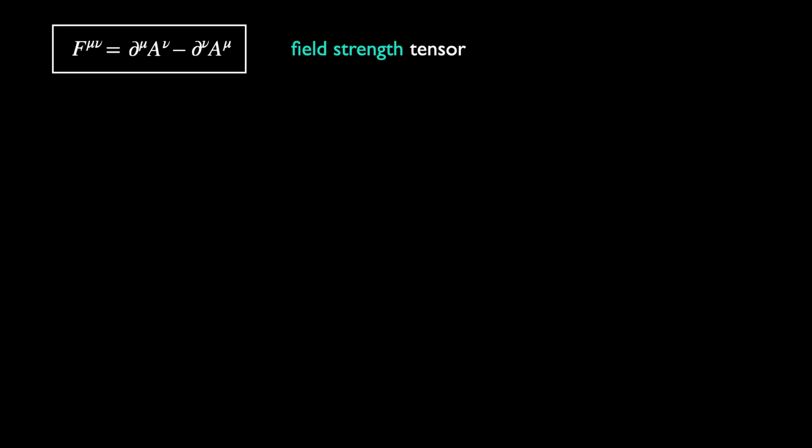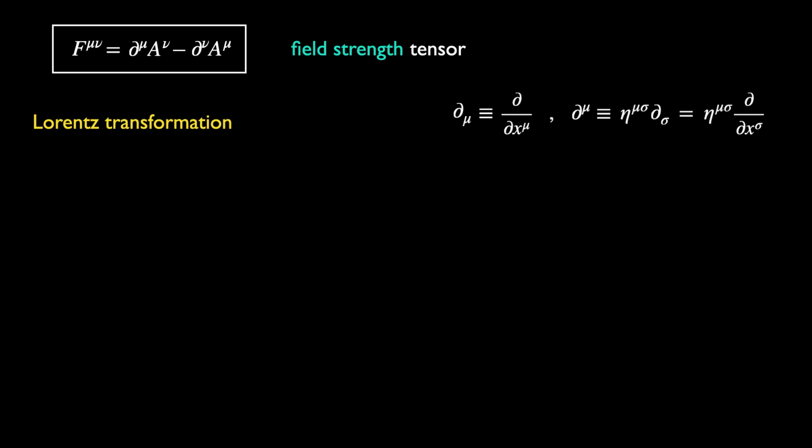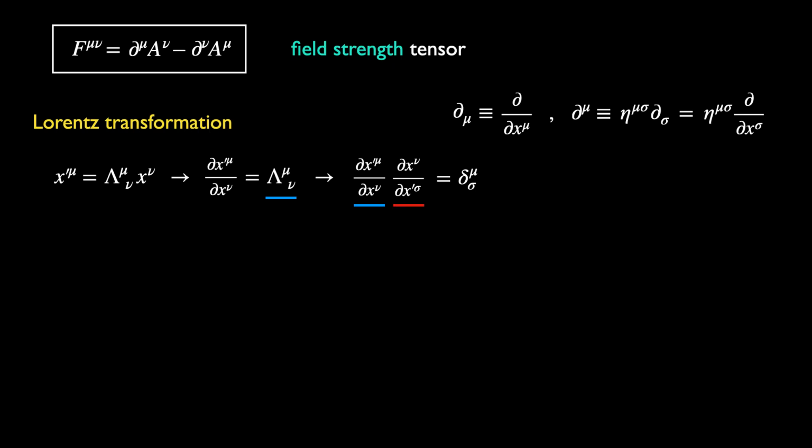Let's look at how F mu nu transforms under Lorentz transformation. First, we need to figure out how the partial derivatives transform, specifically how their upper index counterpart transforms. Let's work out some useful identities. If lambda is the Lorentz transformation from the unprimed frame to the primed frame, partial x prime over partial x would just be the matrix lambda. While from the chain rule of partial derivatives, we have. Thus we see that partial x prime is just the inverse of lambda.